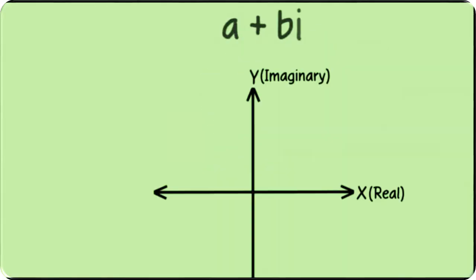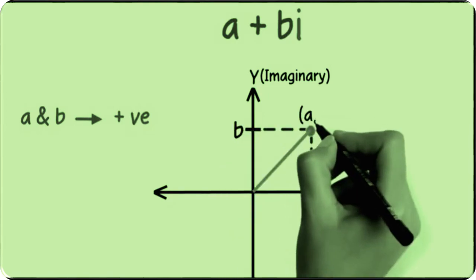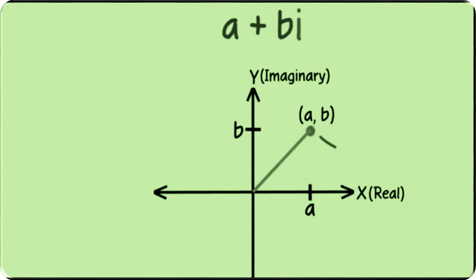How will you plot the complex number a plus ib on the Argand plane? Assume a and b are both positive. We will move a units right on the red real axis and b units up to get the point P. We can call it point P, and let us say that this is point O. Now just focus on point P.